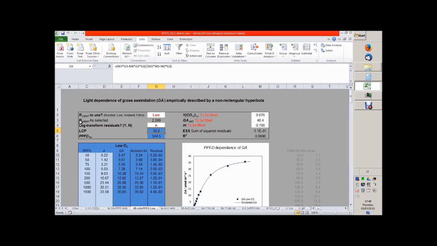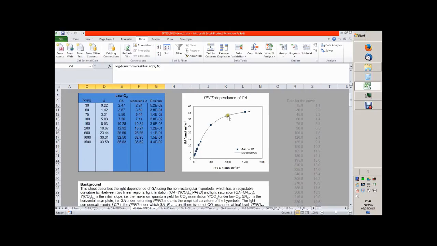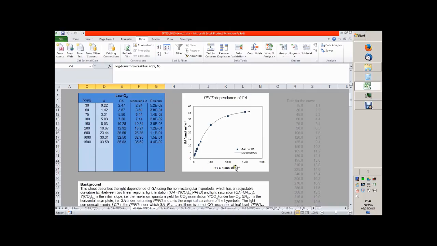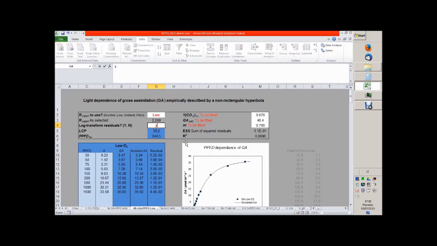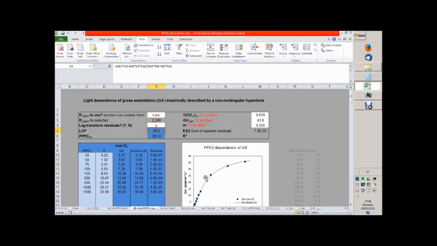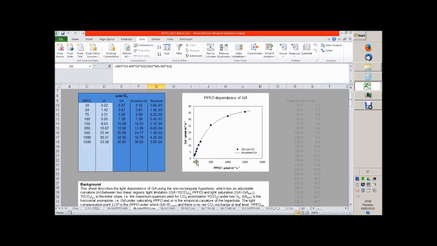Here I would like to comment on this additional possibility which allows to log transform residuals. The residuals are the mathematical distance between the data point and the fitted function. By log transforming the residuals, the proportionality between the residual and, in this case, ppfd is reduced. As a result, the initial part of the curve has a better fit than the final part of the curve. So we can try this feature, typing y here and solving again. Now the fitted curve is more distant in the final part and has a tighter fit in the initial part.